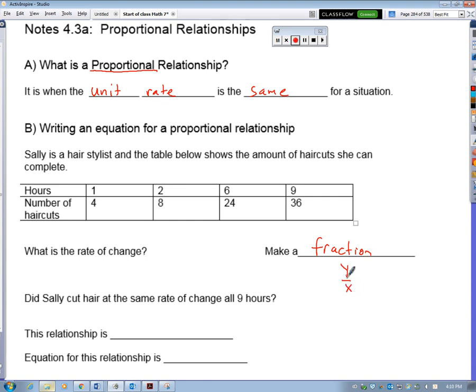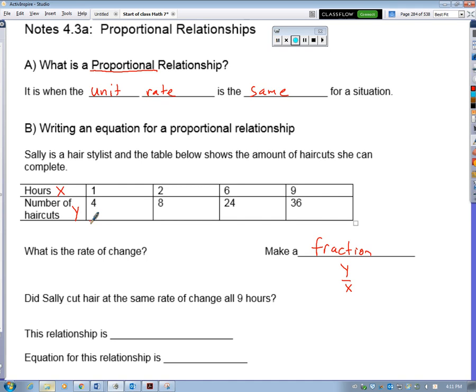Okay, so we have to decide which one of these over here is going to be y and which one's going to be x. Okay, remember, x is the thing that you really can't change. Y is the thing that does change. Okay, so take a look. Hours is going to be our x because we can't change how long or how short an hour is. The number of haircuts is going to be our y because some people can cut more hair in an hour, some people less hair in an hour. So this is the number that is going to change.